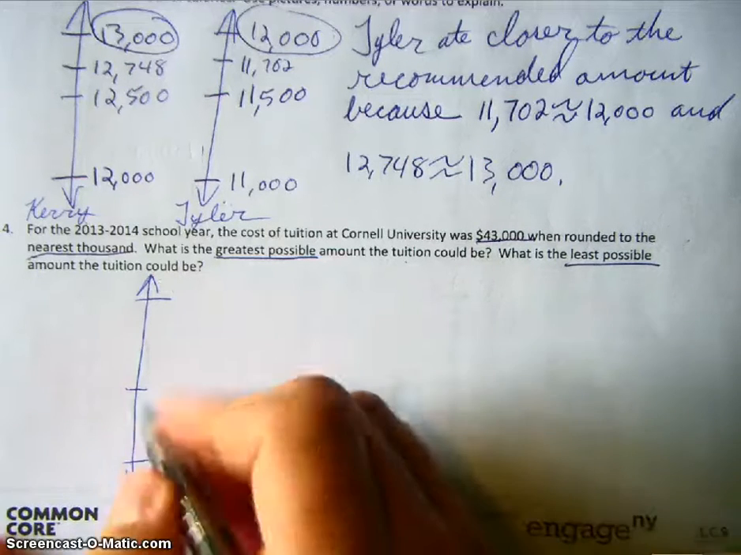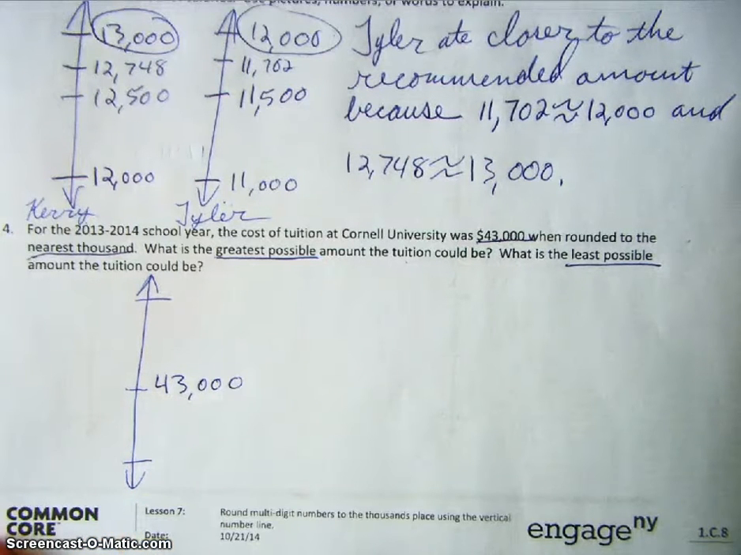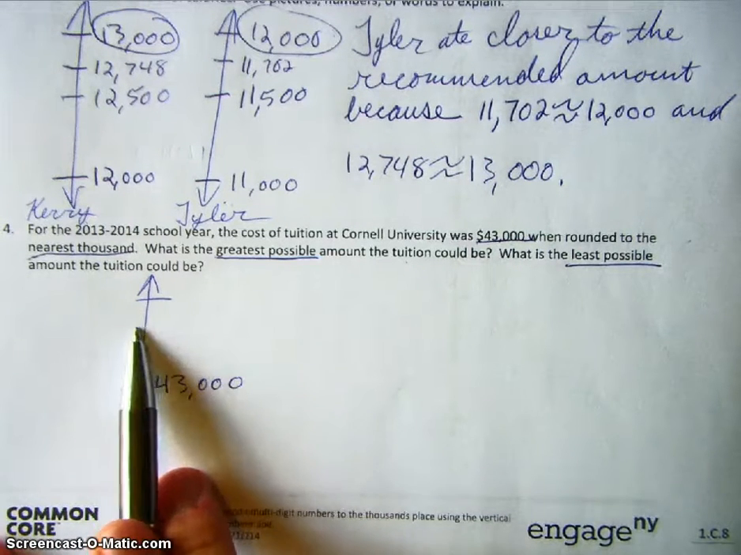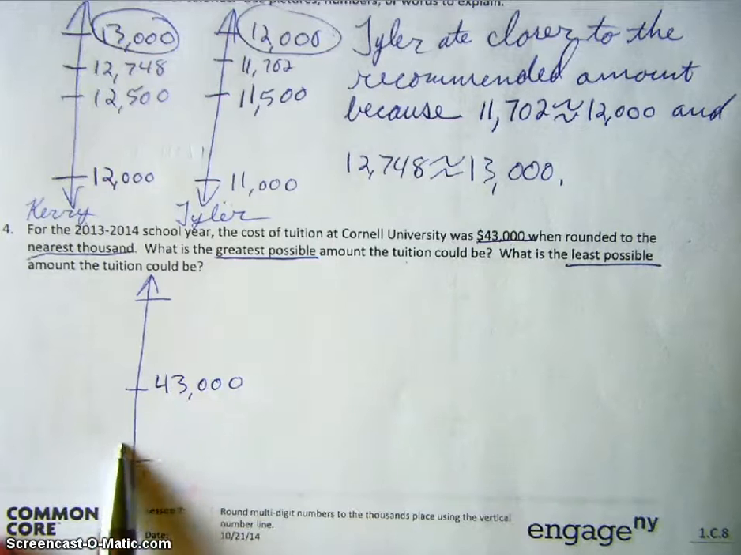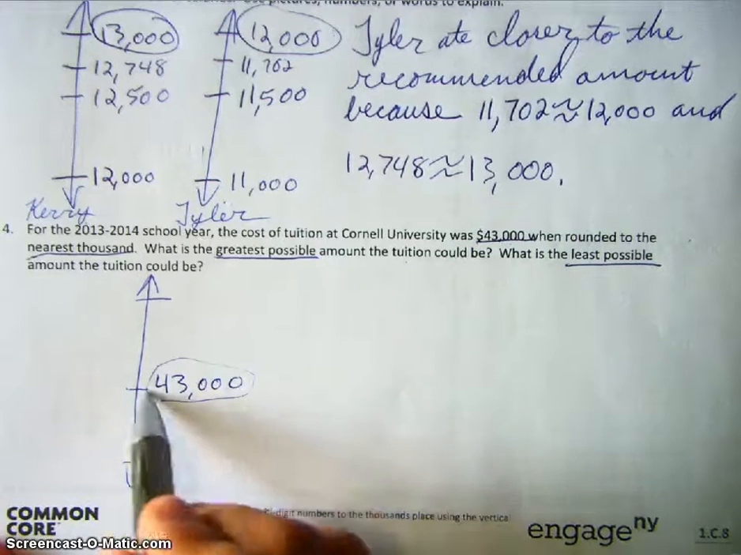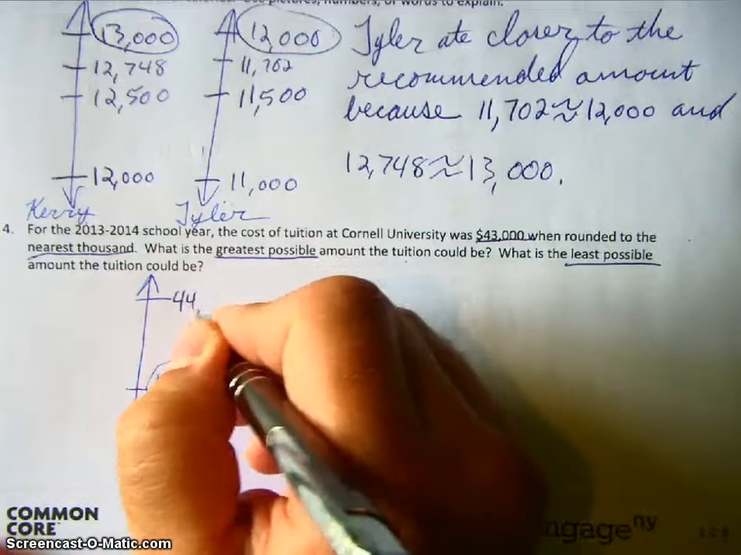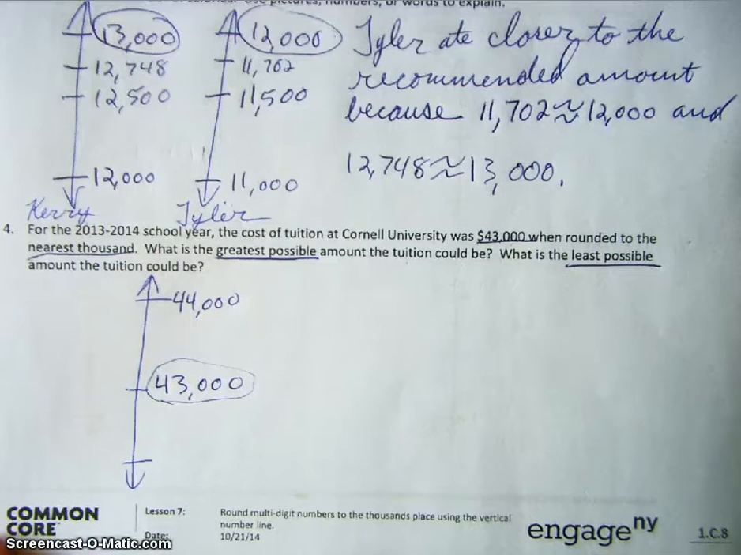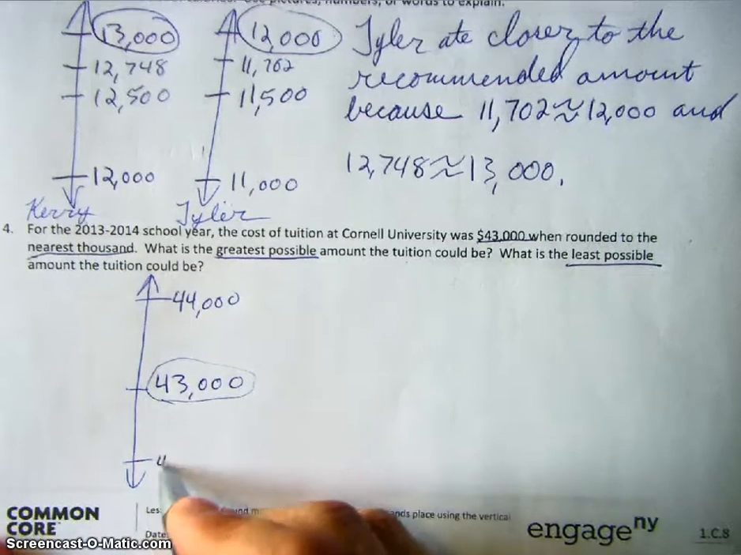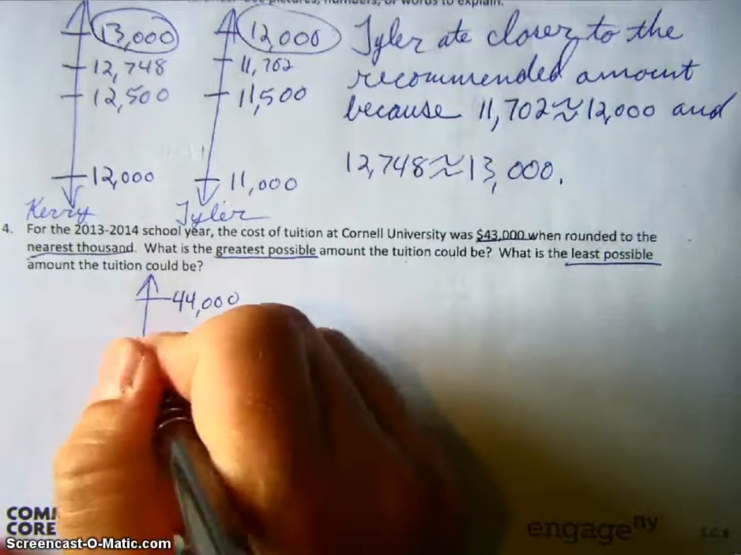We're actually going to put 43,000 in the middle. Okay? Because we need a number that's more than that and a number that's less than that that'll round to this number. So this is our goal number right here. Now, 1,000 more than that is 44,000. Okay? And 1,000 less than that is 42,000. Okay? So now we can put in our midpoints.